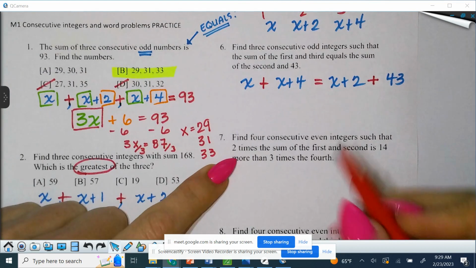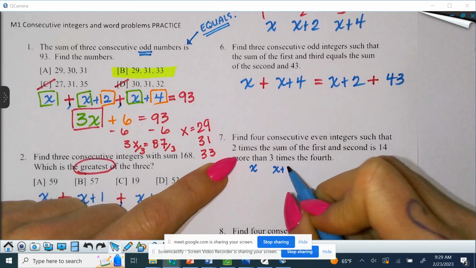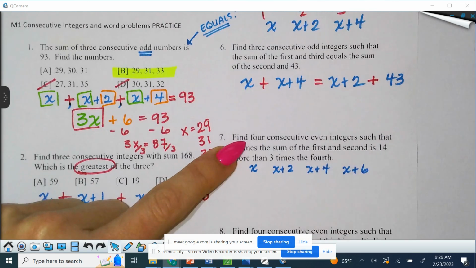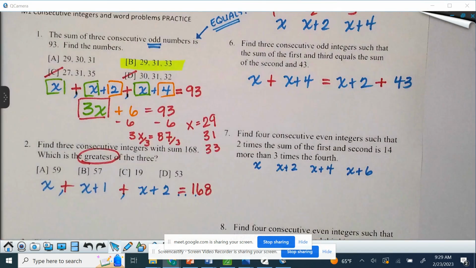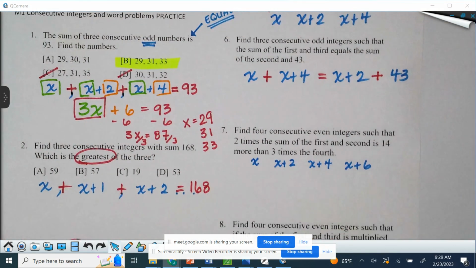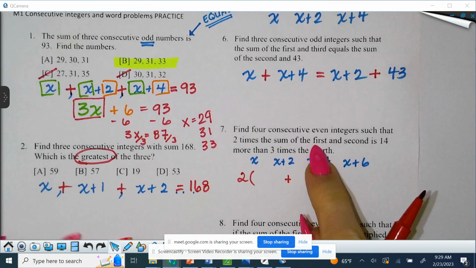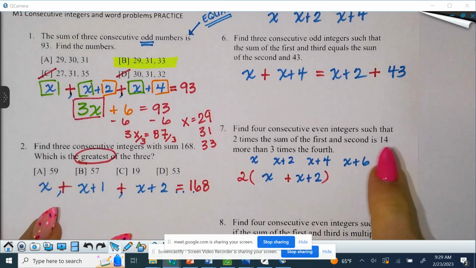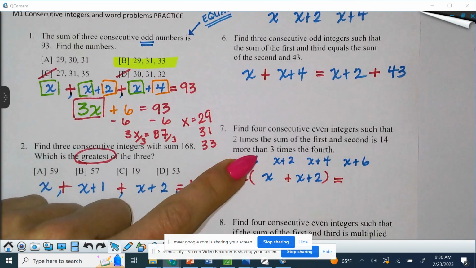Even does not matter. We're still using x, x plus 2, x plus 4, and this time we need 4 of them, so we're going to do x plus 6. We need one more. So I have the first term, second, third, fourth term. Such that 2 times the sum, so 2 times on the outside, the sum of the first and second, so that's x and x plus 2, is 14 more, so that's plus 14, more than, so I'm going to put it on the end.